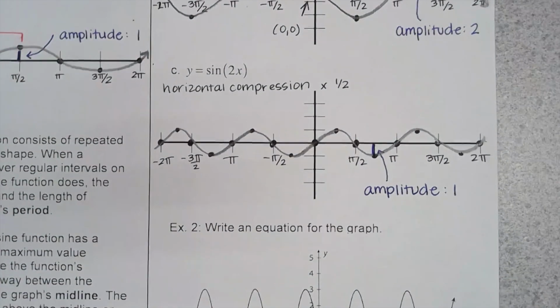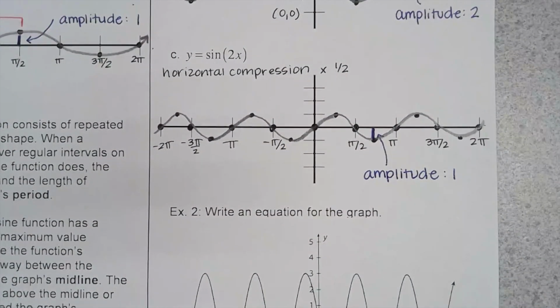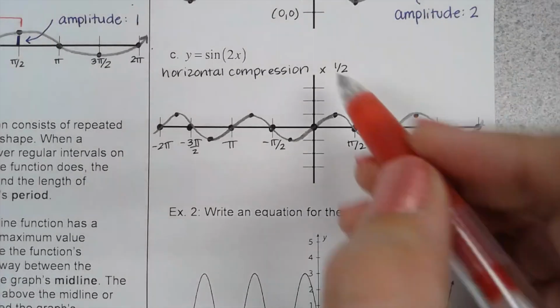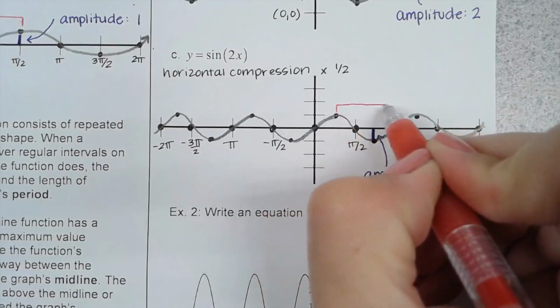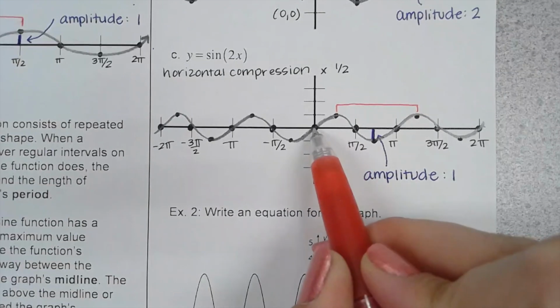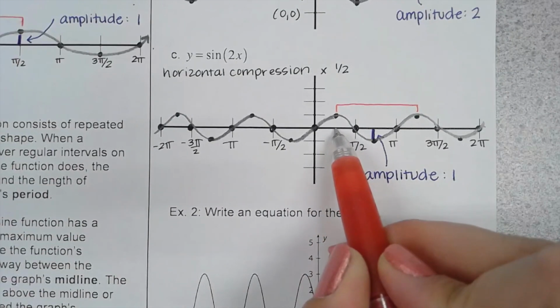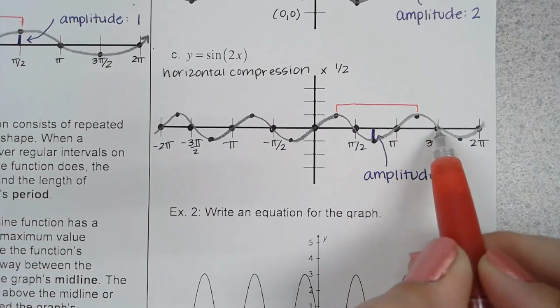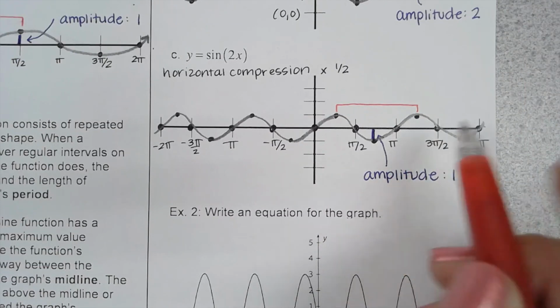So horizontal compression doesn't change the amplitude on a graph, but it does change the period. Remember that to find the period, you find 2 points on the graph that are at the same place, and then figure out how far apart from each other those are. This is halfway in between 0 and pi/2, so this is pi/4. And then this is halfway in between pi and 3 pi/2, so this is at 5 pi/4.